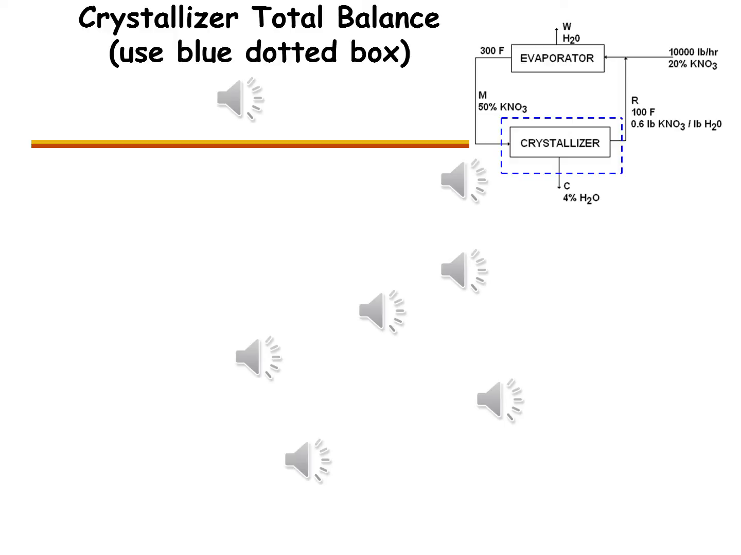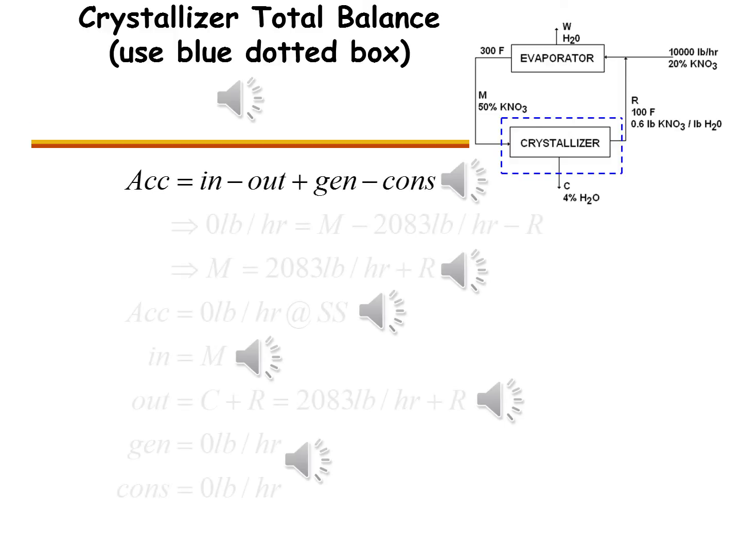Your second task is to do a total balance for the crystallizer, using the general balance equation. See the question to confirm this. Again, you need to consider each of the terms in this general balance equation, and think carefully what each means. Assuming you have steady state, there is no accumulation of mass in the system.